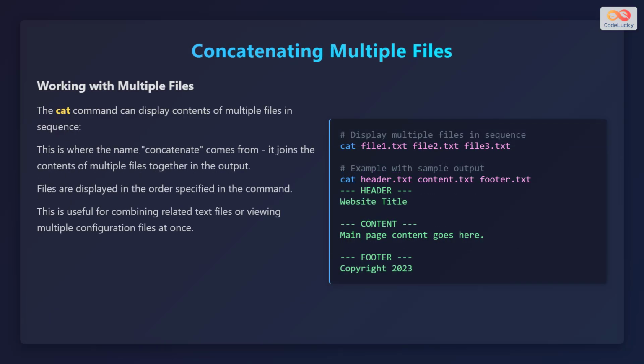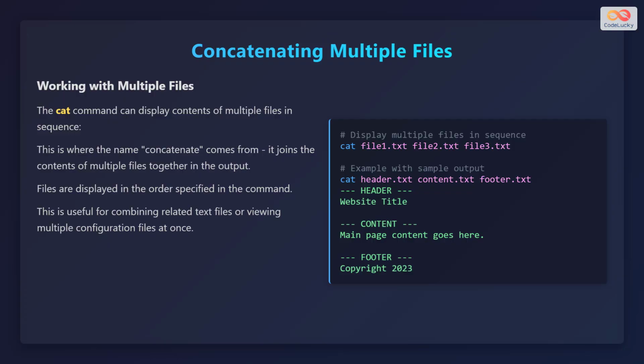The cat command can display contents of multiple files in sequence. This is where the name concatenate comes from. It joins the contents of multiple files together in the output. Files are displayed in the order specified in the command. This is useful for combining related text files or viewing multiple configuration files at once.